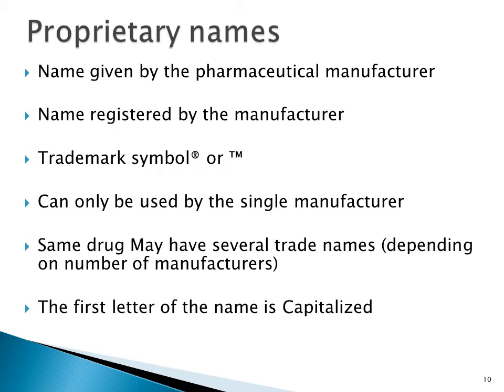So this name can only be used by a single manufacturer. That means that if, for example, somebody is manufacturing paracetamol and is calling it Adegoke, any other paracetamol cannot be Adegoke. We rather give another name. So the same drug may have several trade names depending on the number of manufacturers. Then it's also important to know that for proprietary names, the first letter of the name is capitalized.